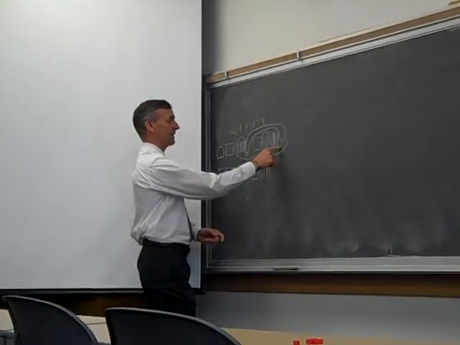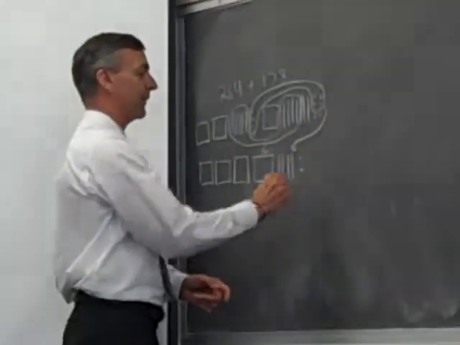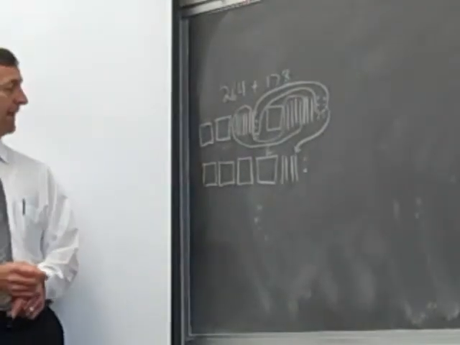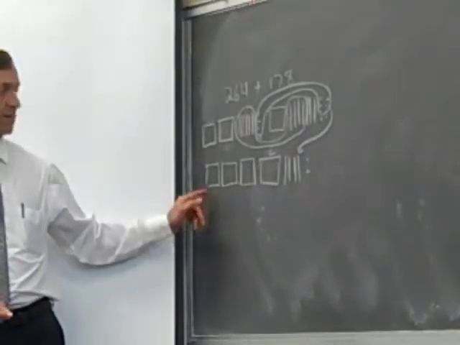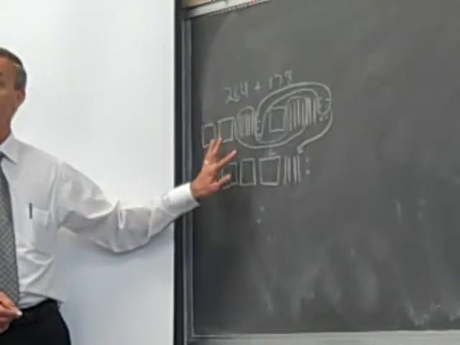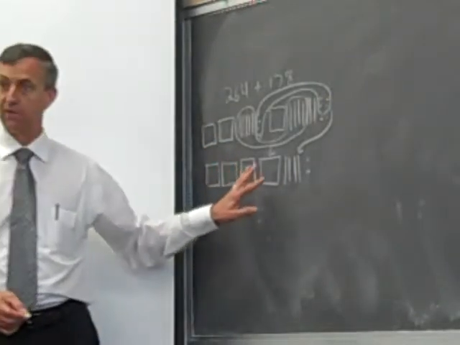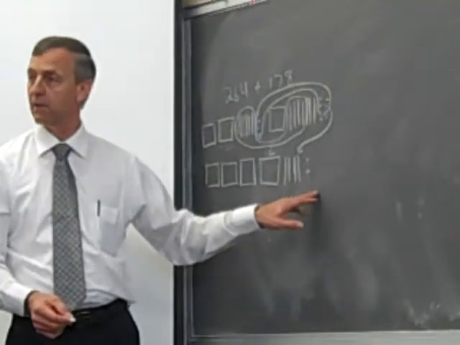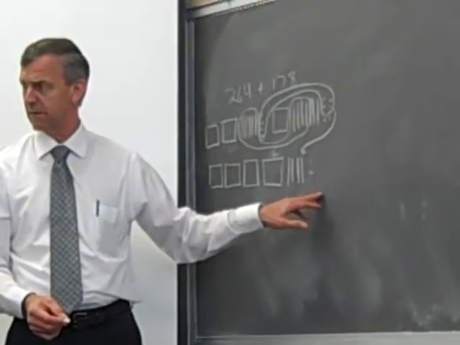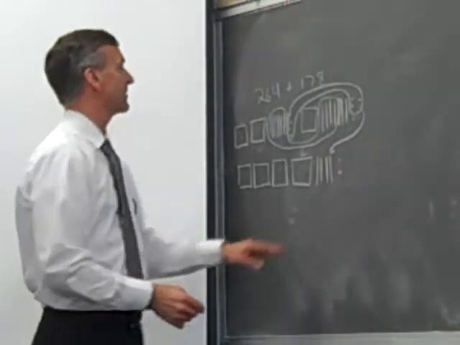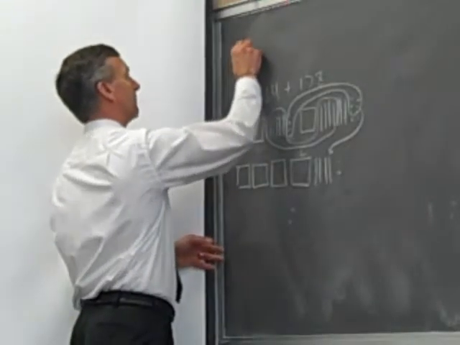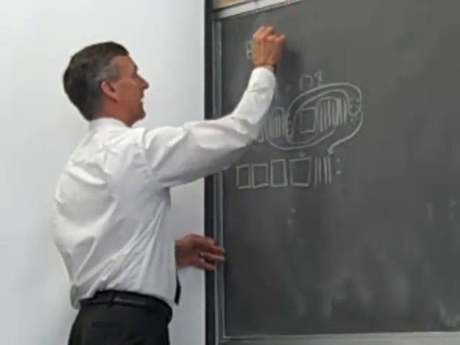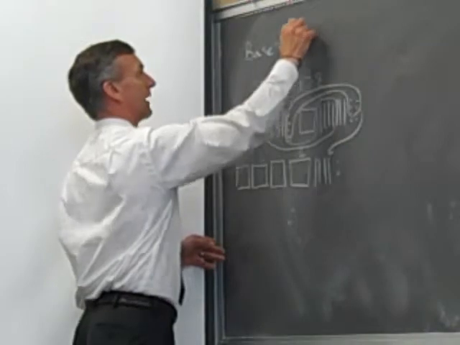Which leaves 2 of these left over. And my final answer is 4 flats, which is 442. Does everybody see how it works? So this is using base 10 blocks.